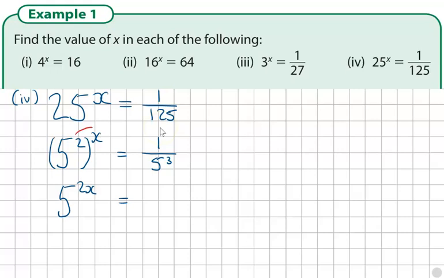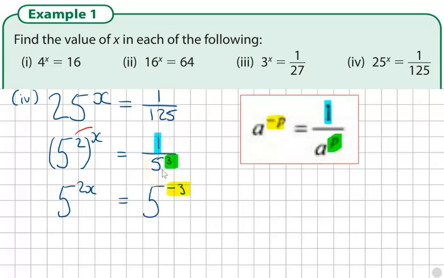Now on the right-hand side, I don't want a fraction. I want a big 5 with a power. So I'm going to change 1 over 5 to the power of 3 to 5 to the power of minus 3. This again is our law of indices from our formula book that says a to the power of minus p is equal to 1 over a to the power of positive p. So 1 over 5 to the power of positive 3 becomes 5 to the power of negative 3. That's coming from this formula here.